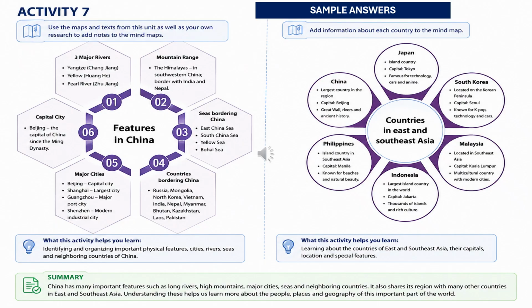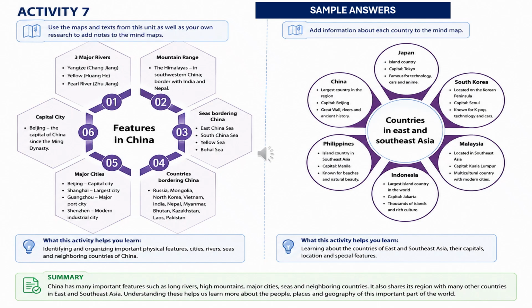Now, let's complete the next activity for this lesson, that is activity 7. This activity is designed to help you review everything we have learned today. Instead of answering questions one by one, we are going to organize the information using a mind map. This is a great way to remember important facts and prepare for future assessment. Let's begin with the first section, that is major rivers.